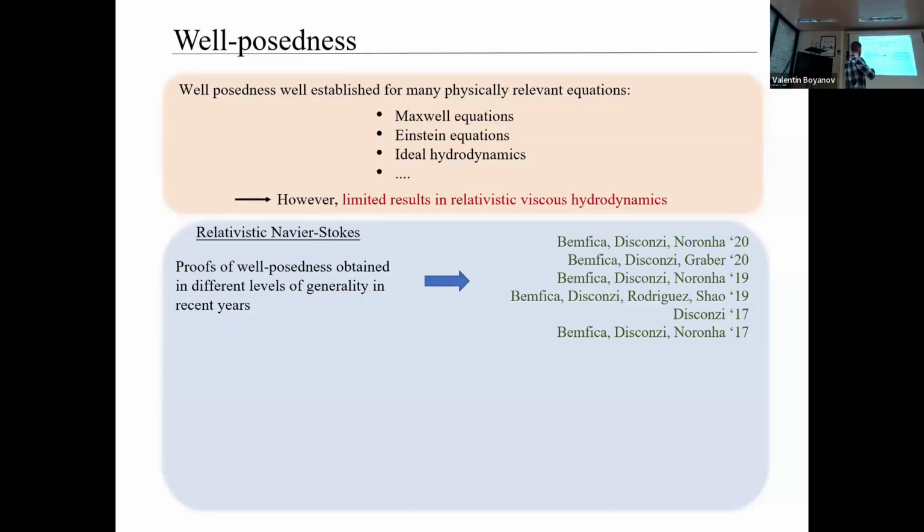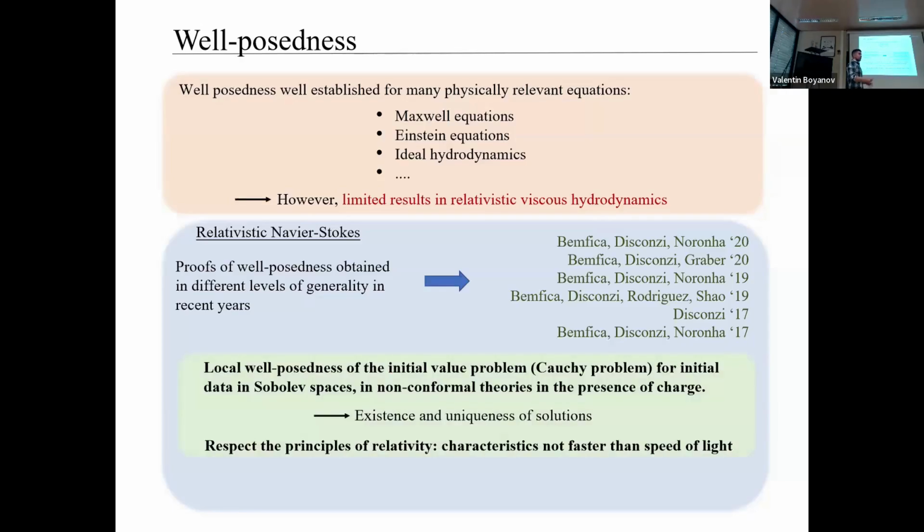Proofs of well-posedness for Relativistic Navier-Stokes appeared starting from 2017 in different levels of generality, starting from the simplest possible case, like conformal theory, and then extending to the non-conformal case, extending from Gevrey spaces to Sobolev spaces, and so on and so forth. So there were some years of generalizing the results until a point in which the results are sufficiently general that we can now implement these equations into physical systems of interest.